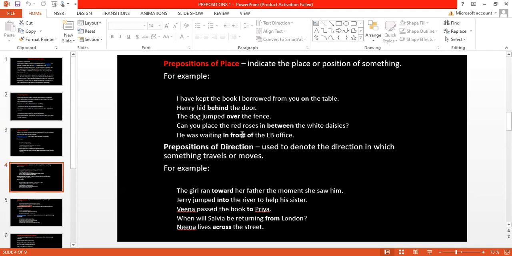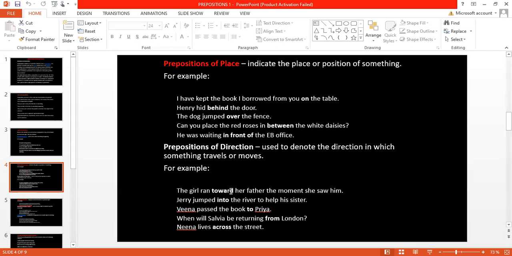Now, prepositions of direction are used to denote the direction in which something travels or moves, as the term implies. The girl ran toward her father the moment she saw him. Look at "toward," it is a preposition. The girl ran toward her father the moment she saw him.